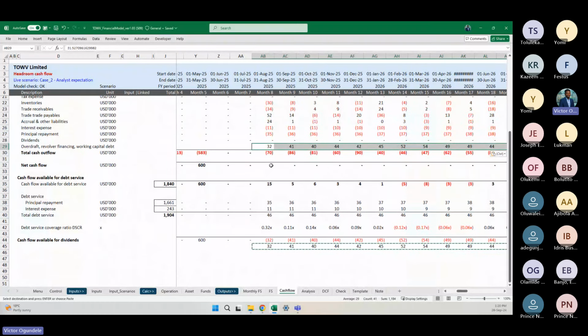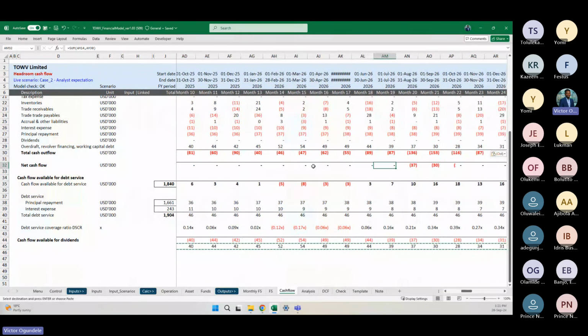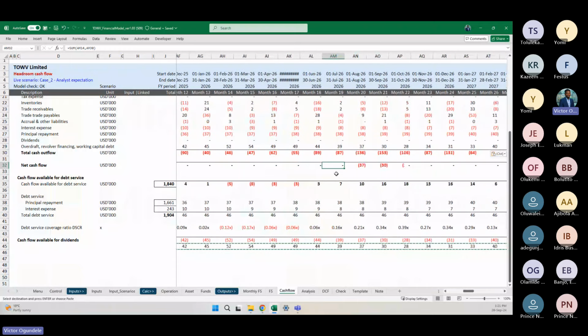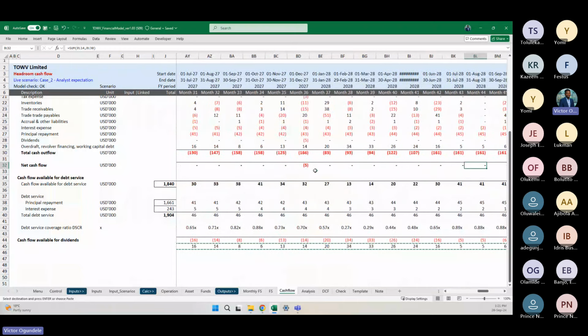So you can see now that our net cash flow for those periods, instead of being negative, becomes positive under each of those periods. So instead of having negative cash, there will be nothing like negative cash, right? So on recalculation, this one is still giving another result.